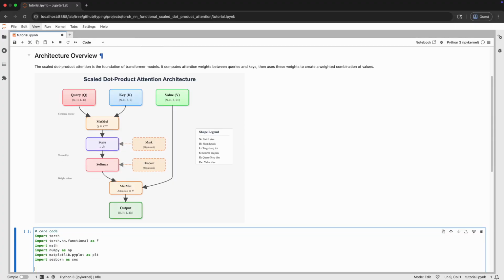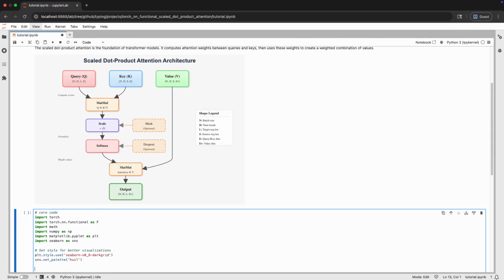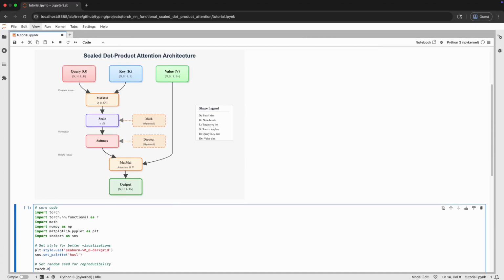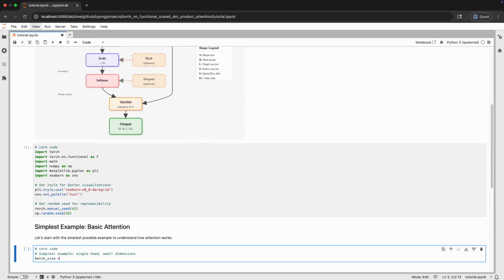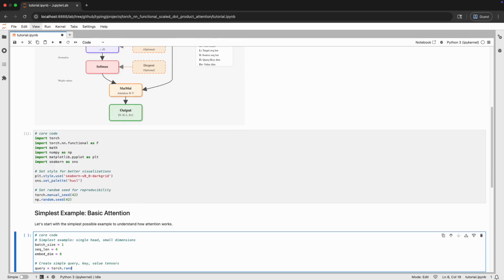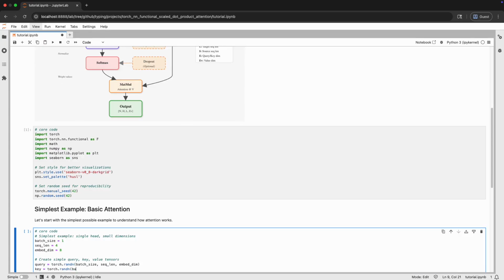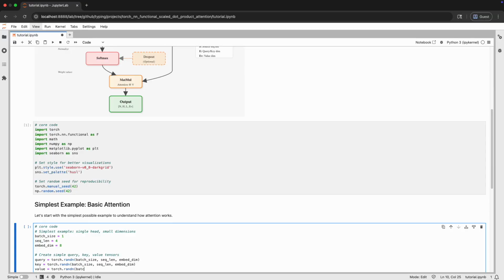We'll need Torch and its functional API, along with some utilities for visualization. Now, let's dive into the simplest possible example to understand how attention works at its core. Here's our first hands-on example. I'm creating the simplest possible attention setup with a single batch, 4 positions in our sequence, and an embedding dimension of 8. We create 3 tensors, query, key, and value, all with random values.